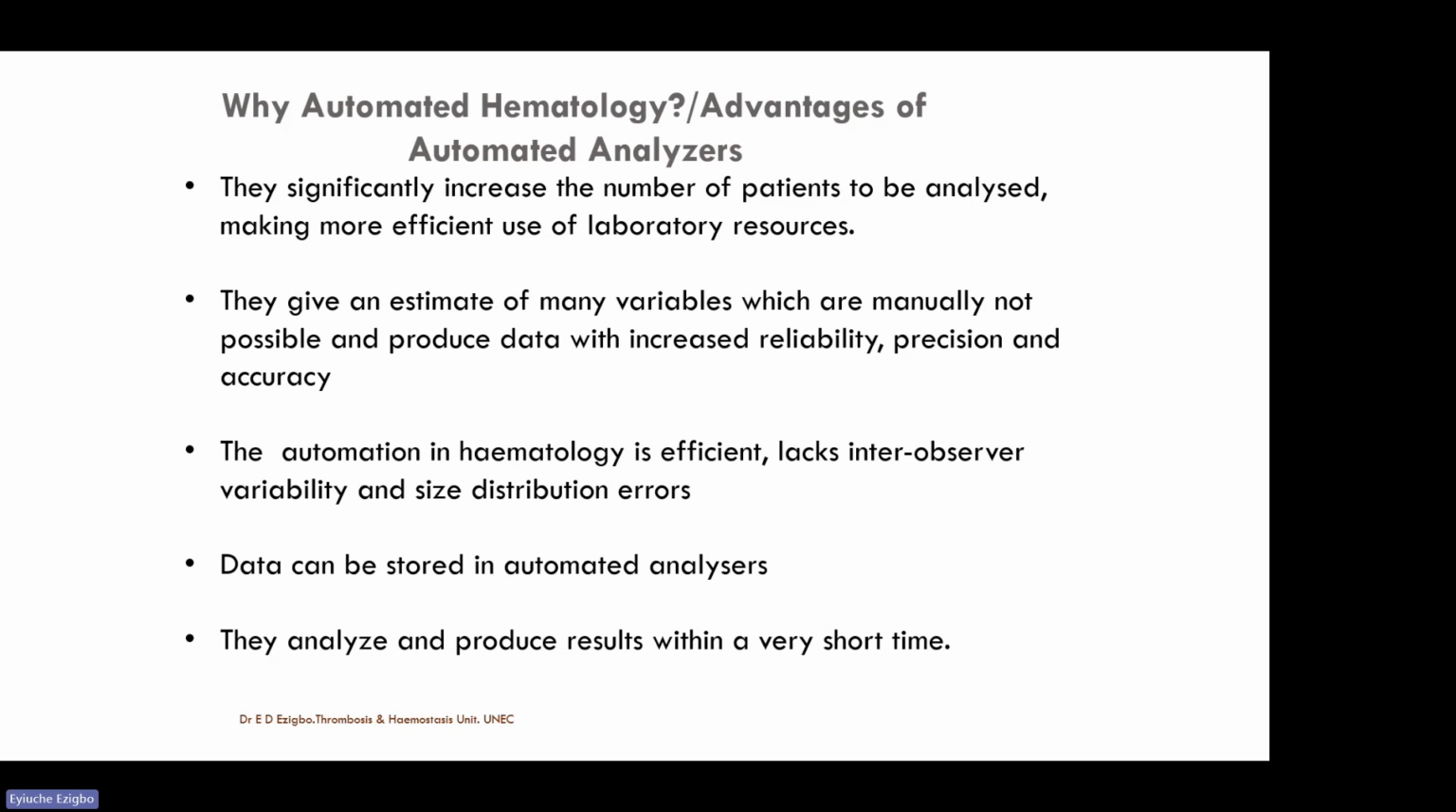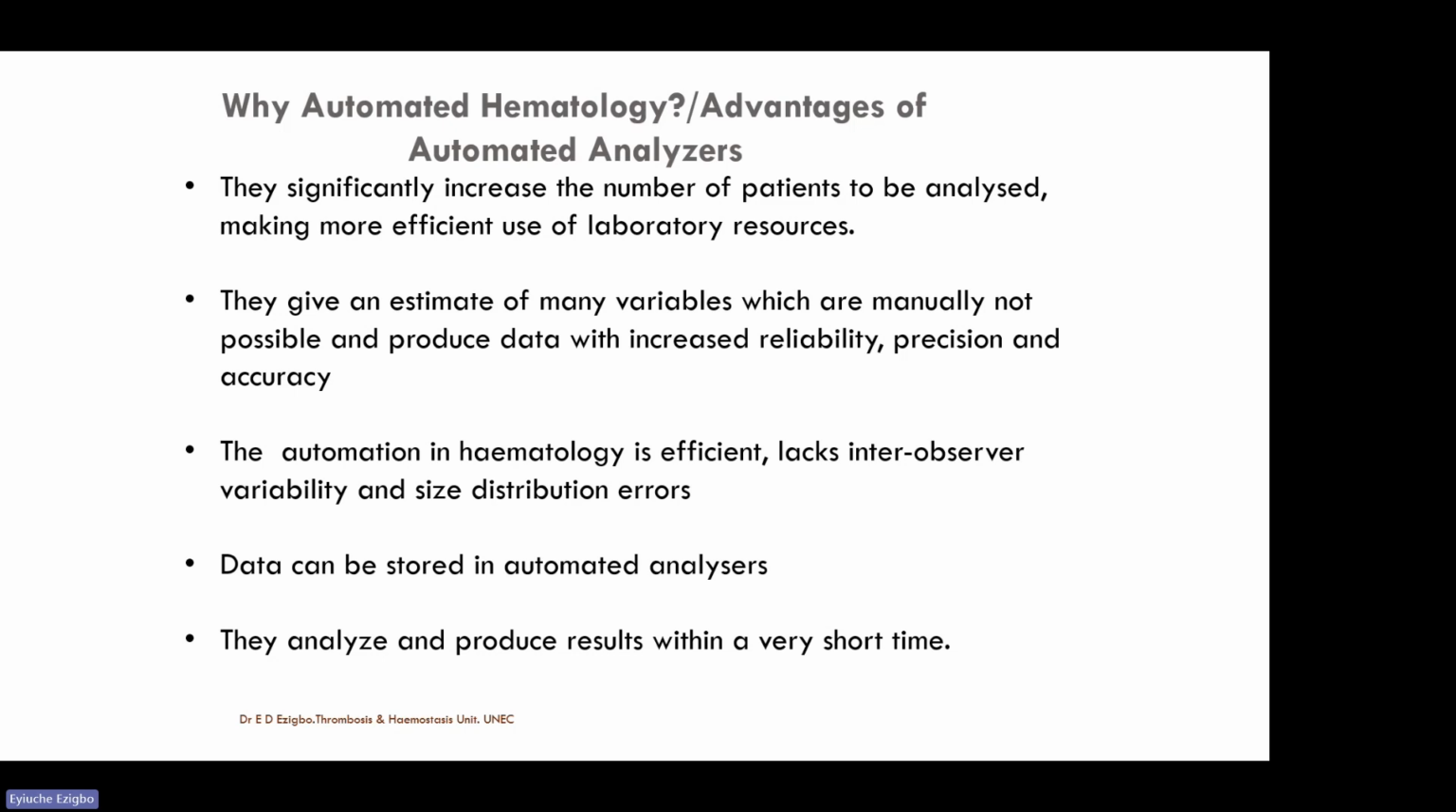We say that they significantly increase the number of patients to be analyzed, making more efficient use of laboratory resources. They give an estimate of many variables which are manually not possible and produce data with increased reliability, precision, and accuracy. The automation in hematology is efficient, lacks inter-observer variability, and size distribution errors. Data can be stored in automated analyzers. They analyze and produce results within a very short time.